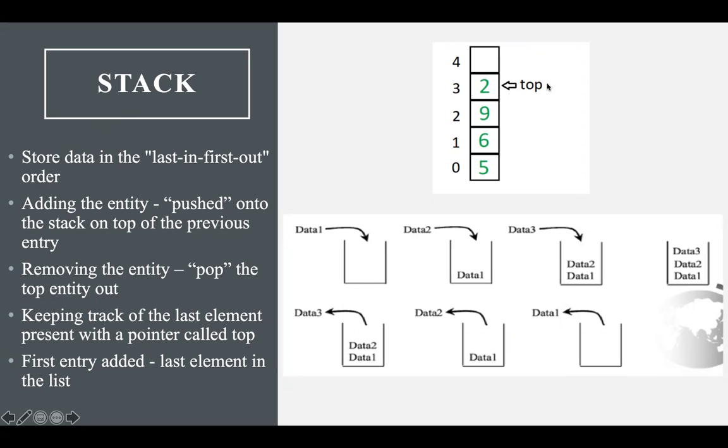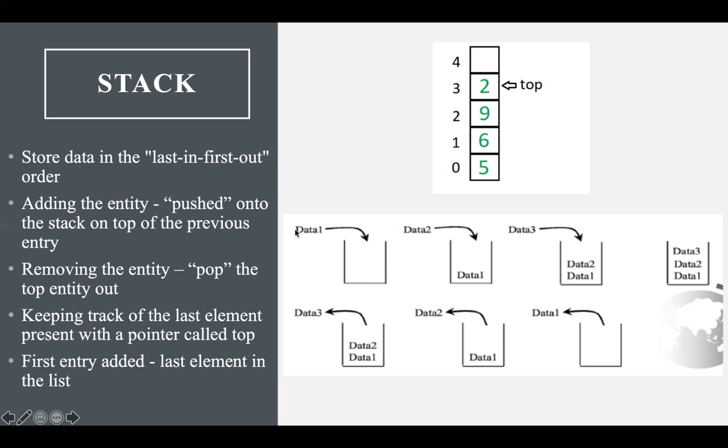We can also see that there is a pointer called top that is pointing at the last element in the list. In stack, the first entry added is the last element in the list. So for example, the first entry added is 5, and 5 is the last element in the list.